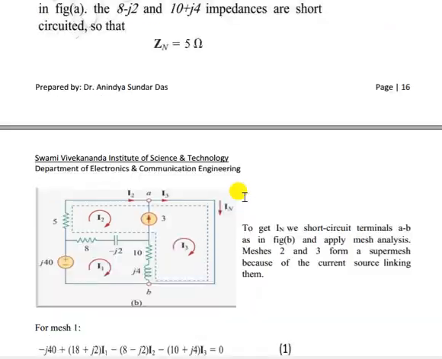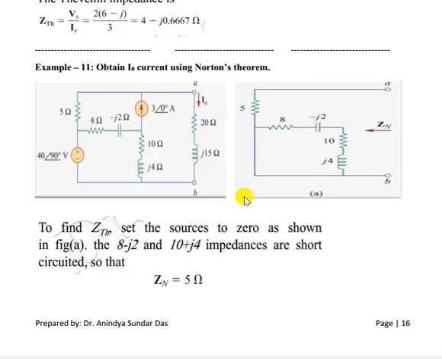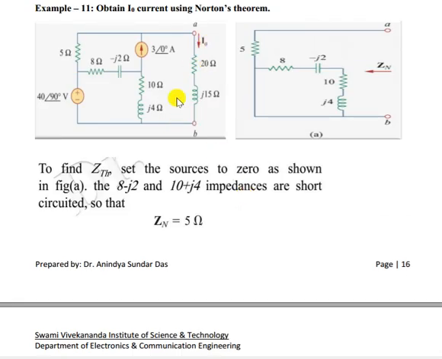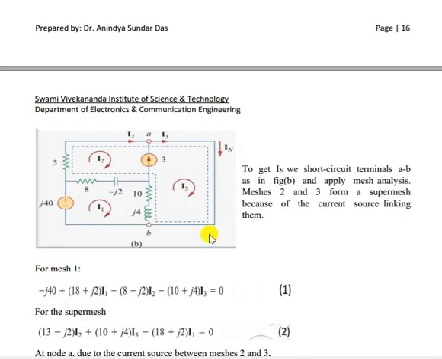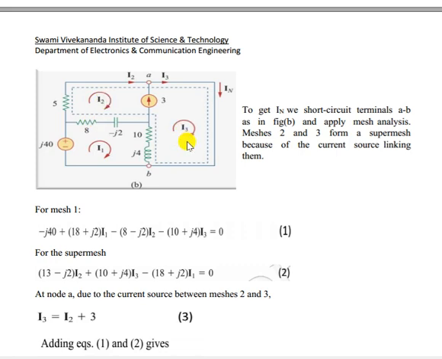Now to find out the short circuit current, this load resistance, the load impedance, is removed. We have to make it short circuit. Now we have to find the short circuit current I3, which is equal to IN. So we can apply the mesh current method.